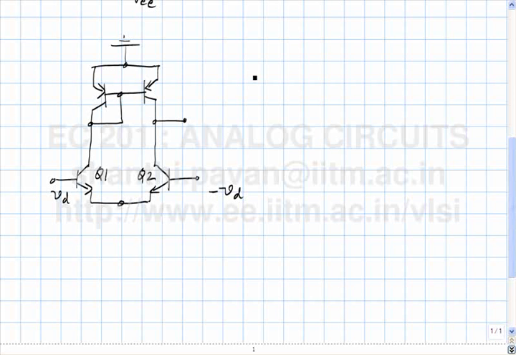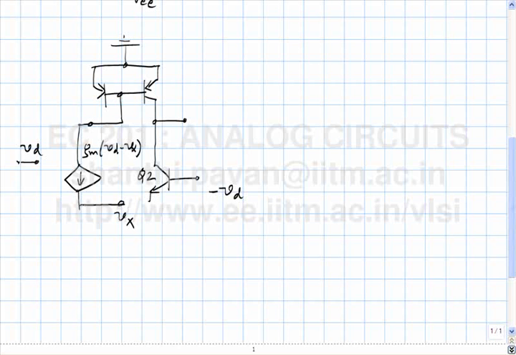What is the incremental equivalent of Q1? Please note that we have assumed beta for the NPN transistors to be infinity. If this small signal is Vx, this must be Vd. What must be the strength of this current source? Gm into Vd minus Vx. And please note that even though the input excitation is purely differential, I have not made the emitter coupled node incrementally ground. I have called it Vx. Why is this justified? We have not assumed symmetry, which is why I cannot make Vx 0. Alright.